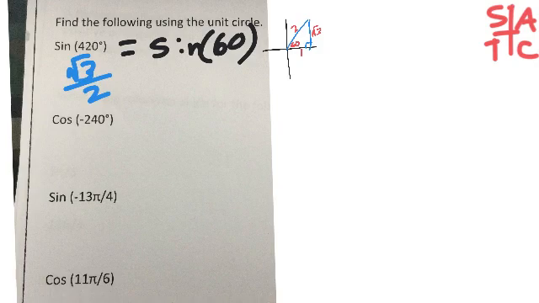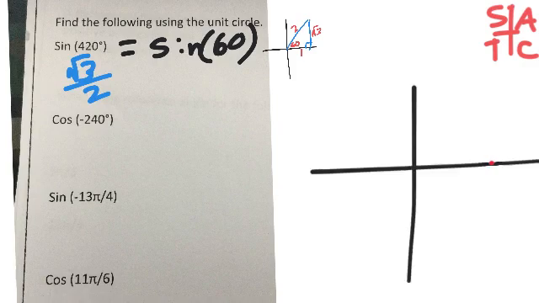Okay, the next one, cosine of negative 240 degrees. If I was rotating, negative means I'm going clockwise. So this is negative 180, halfway around. To get to negative 240, I need to go another 60 degrees to get there, which puts me in the second quadrant. And again, this was to 180. I had to go 60 more to get to 240.